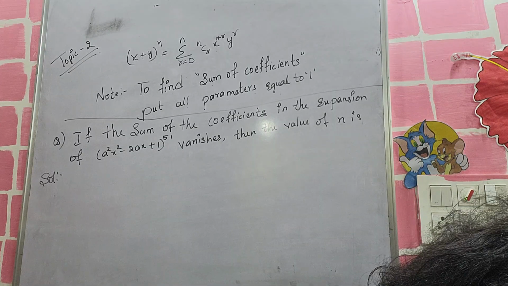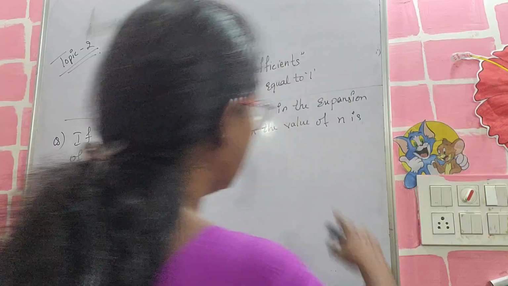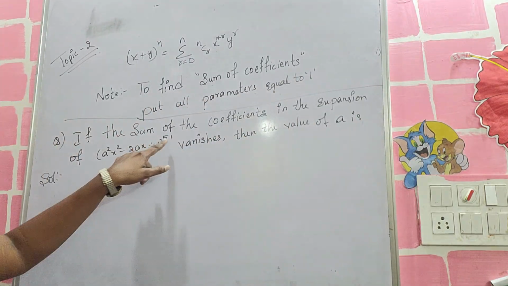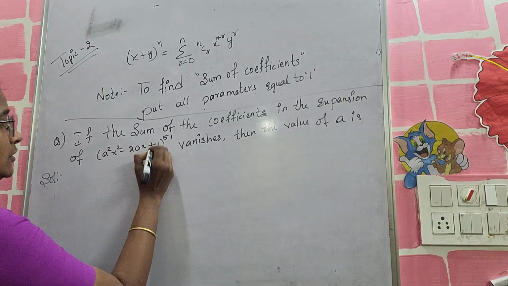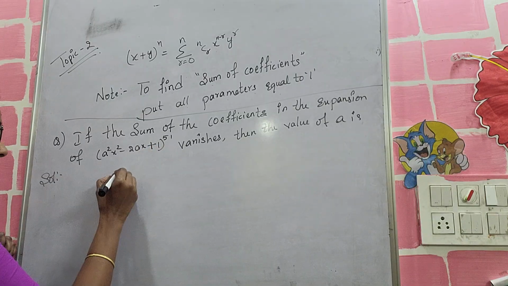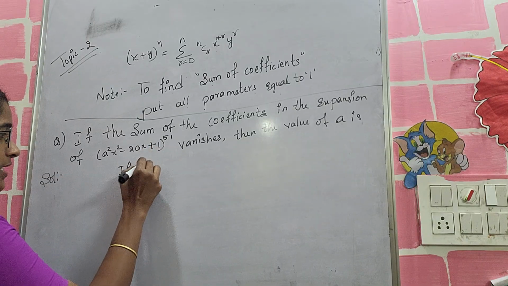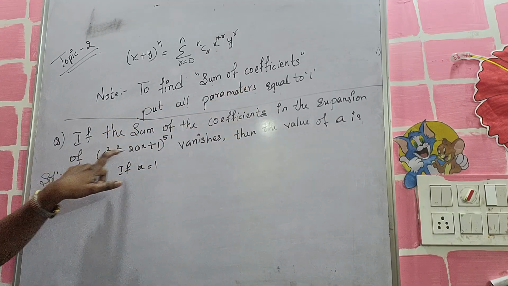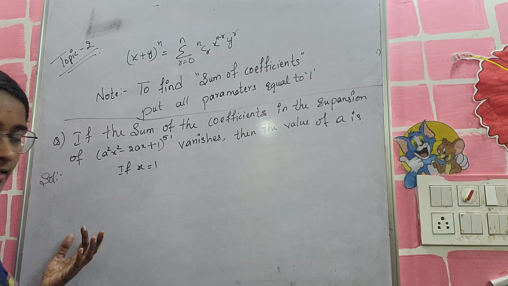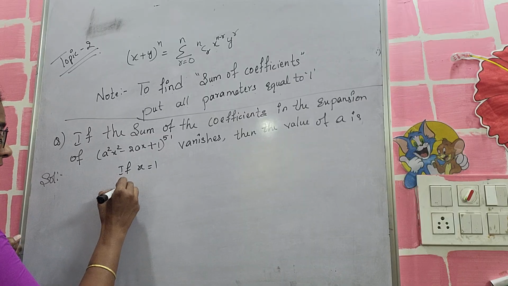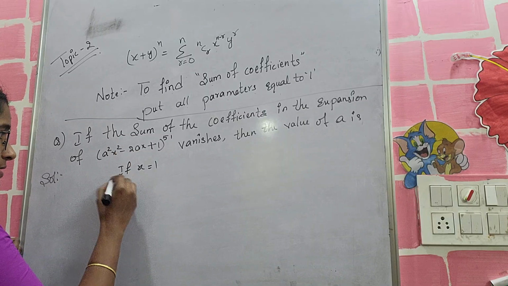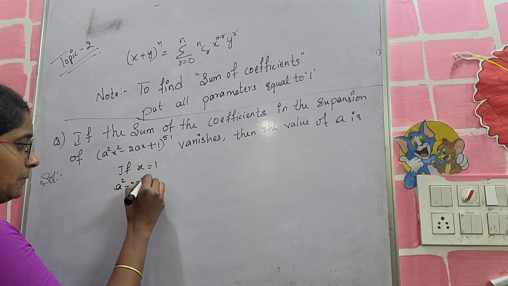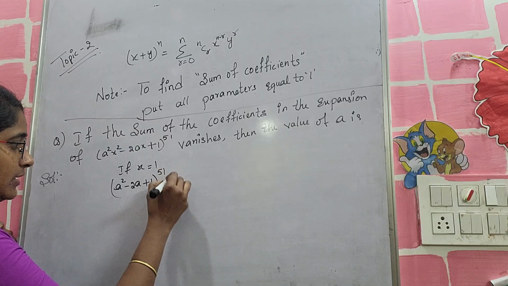Okay, so how can you find n or a? Sorry, it's not n, it's a. They're asking the value of a, because n is already 51. So the value of a they were asking. So once you see here, if we keep x equal to 1, because they told us to keep the parameters as 1. So we have only the variable x, we'll keep x equal to 1. Then what I'm going to get: x square, 1 square, is a square, minus 2 into a into x is 2a, plus 1 whole power of 51 is equal to 0.